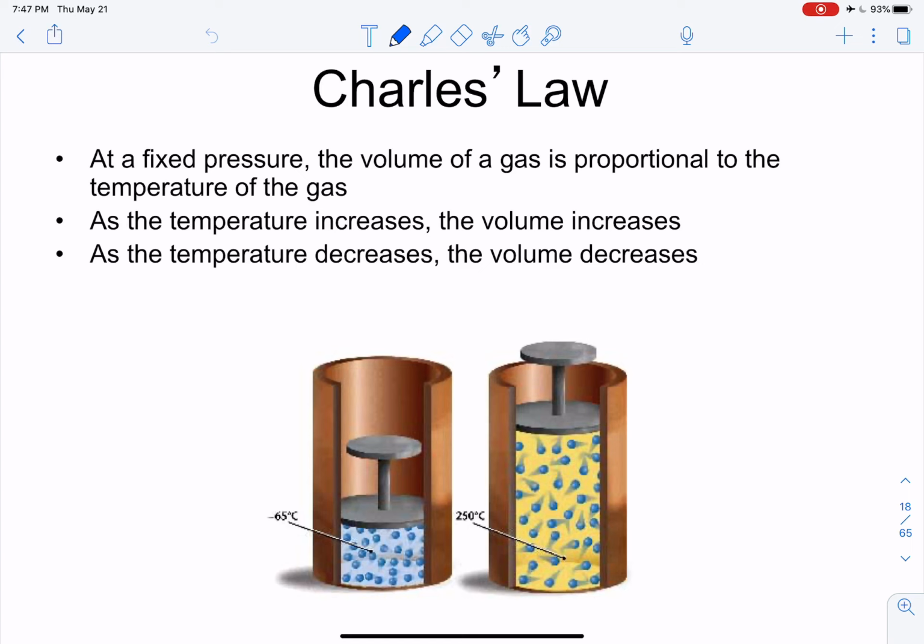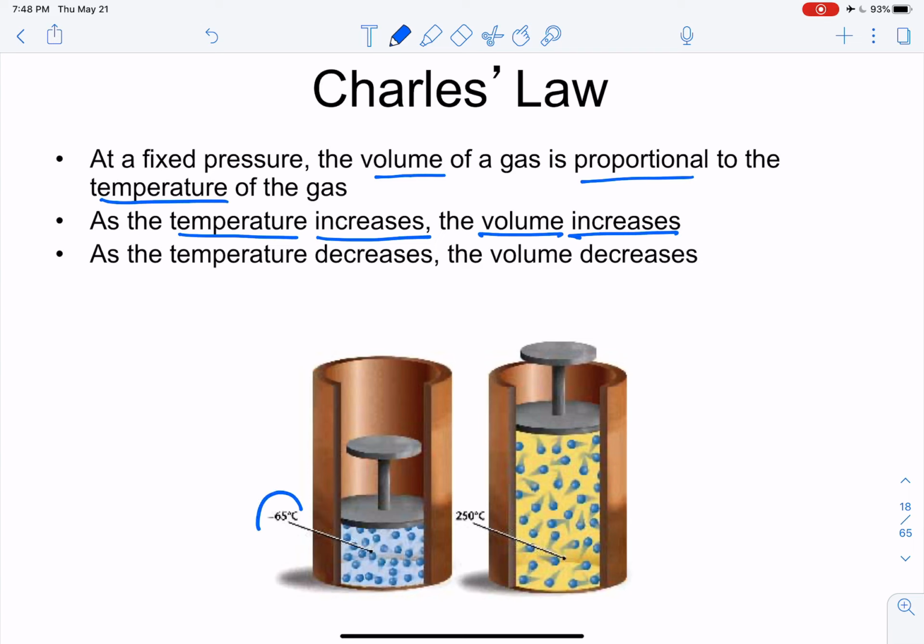What Charles said is, if you fix the pressure, the volume of the gas is proportional to the temperature of the gas. And remember, with Boyle's law, we had inverse proportionality. So when one thing went up, the other thing went down. Now, direct proportionality is where we have one thing increasing and the other thing also increases. So if you increase the temperature, you're also going to increase the volume.